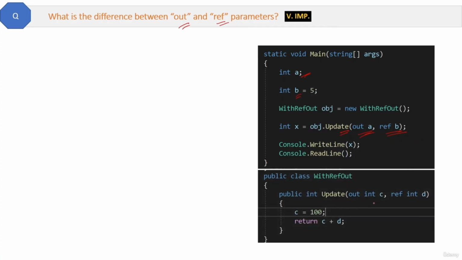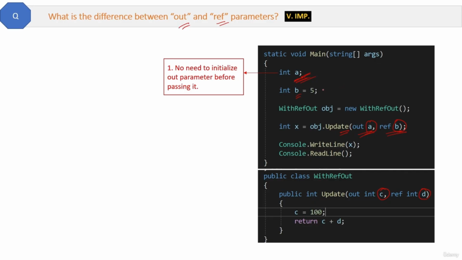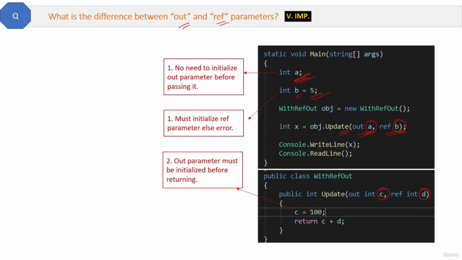Now the first rule of passing by reference is that the addresses of a and c, and b and d, will be the same. So the changes in the variables will persist and be maintained. This is the first rule of passing by reference. Now the first difference between these two keywords is, in case of an out parameter, no need to initialize it before passing it. See, I have not initialized this variable a. But in case of a ref parameter, you must initialize this ref parameter b, else the compiler will throw an error. Second difference is, the out parameter a must be initialized before returning.